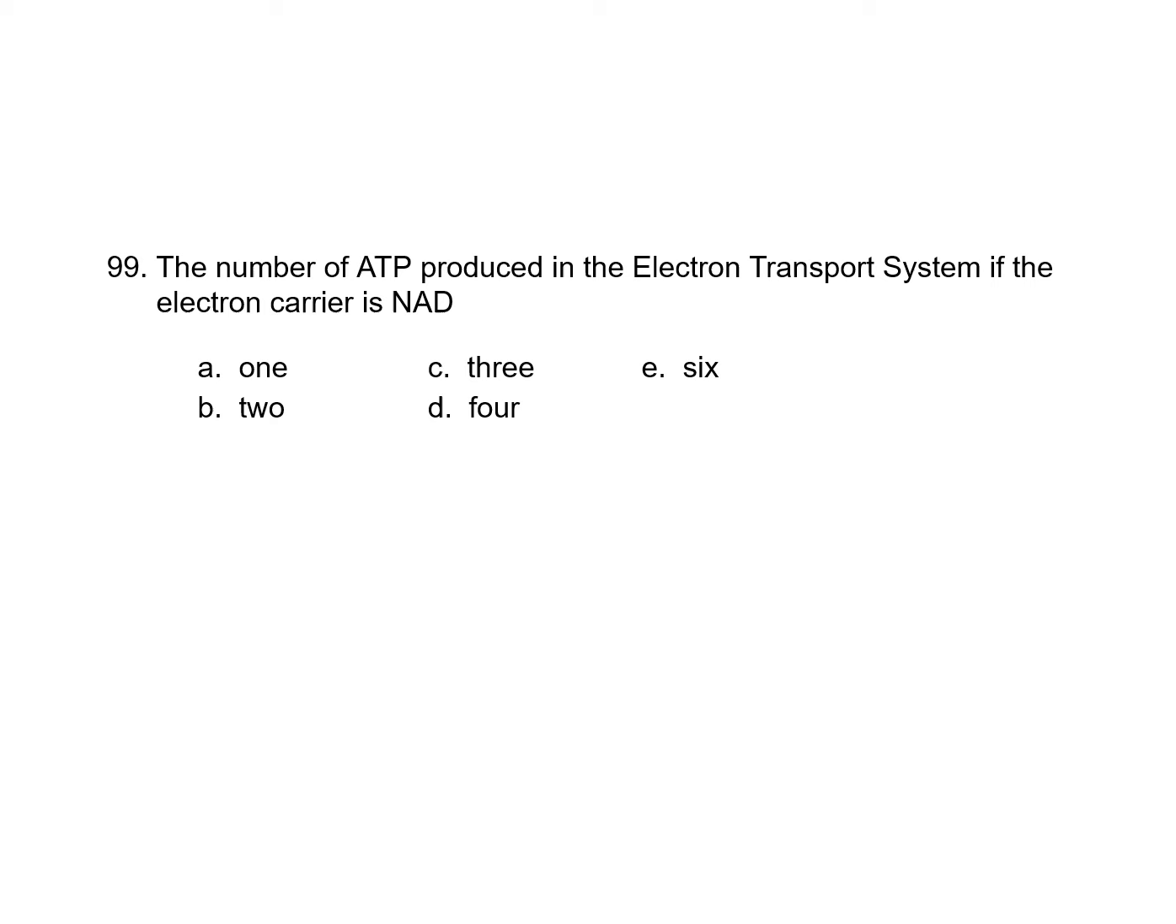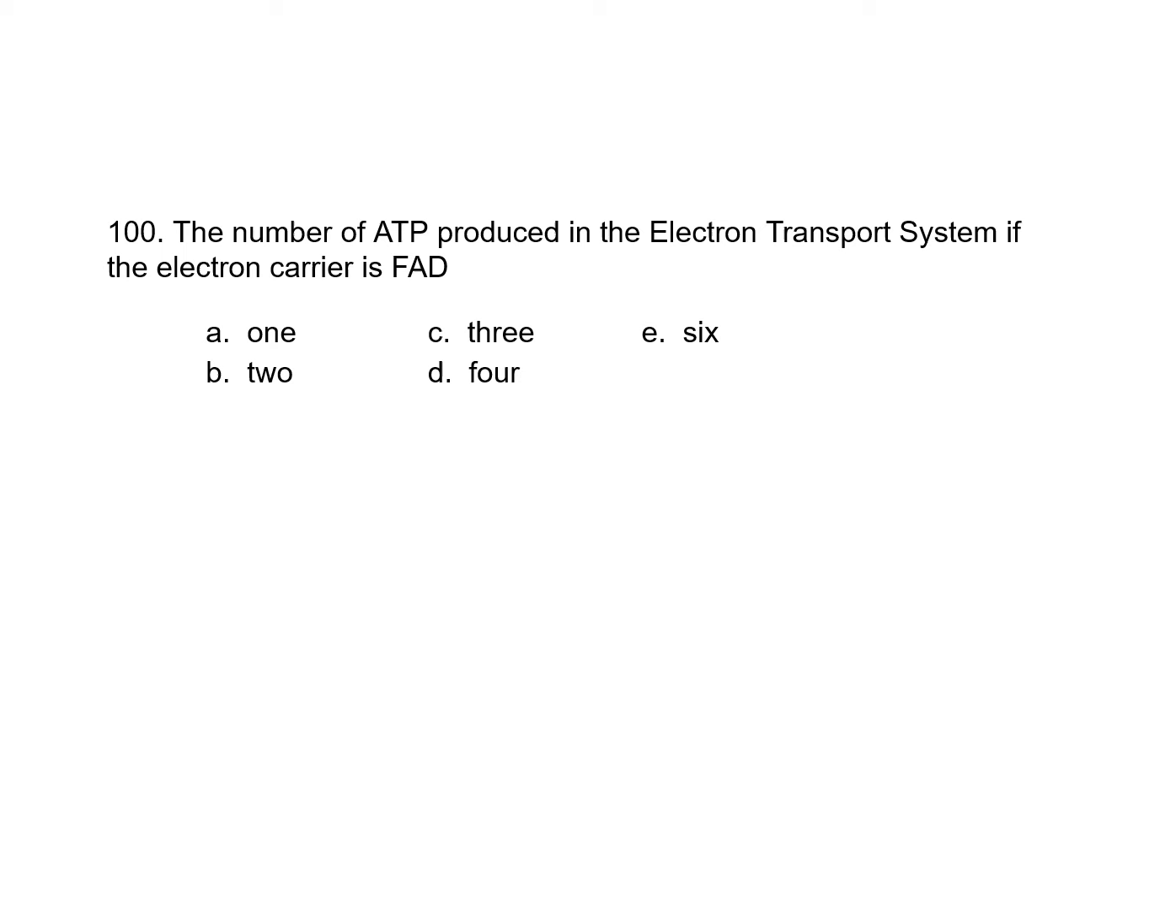Number 99. The number of ATP produced in the electron transport system if the electron carrier is NAD. A. 1, B. 2, C. 3, D. 4, E. 6. The answer is 3.